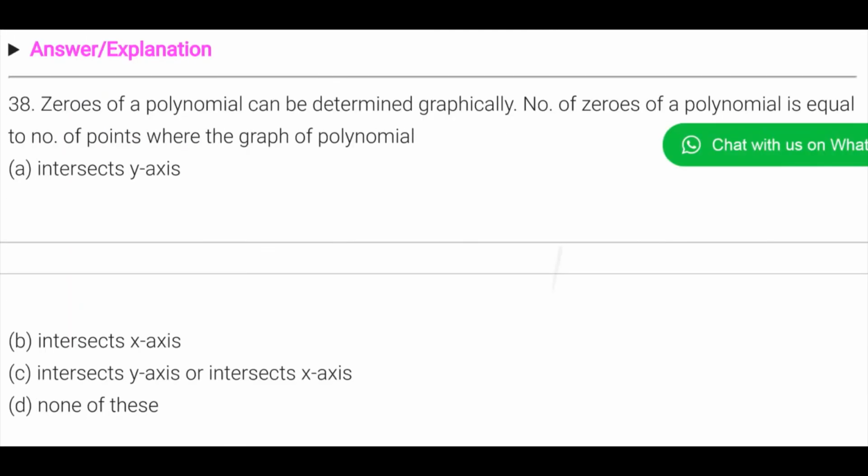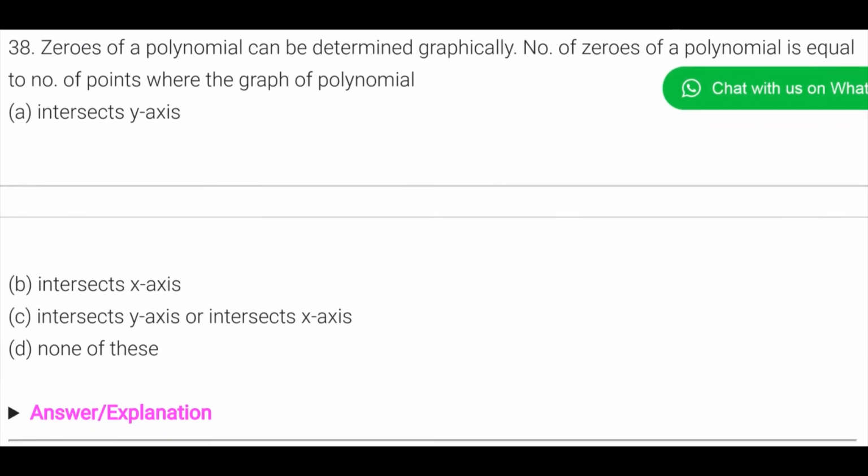Next is 37. The graph is not there here, so we'll go to the next question. Zeros of a polynomial can be determined graphically. The number of zeros of a polynomial is equal to the number of points where the graph of the polynomial intersects the x-axis, y-axis, or none of these.